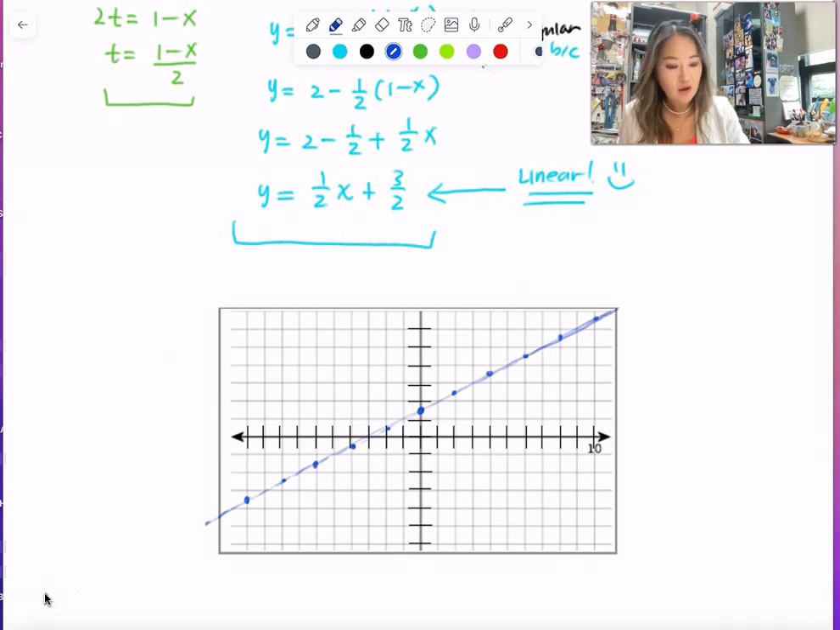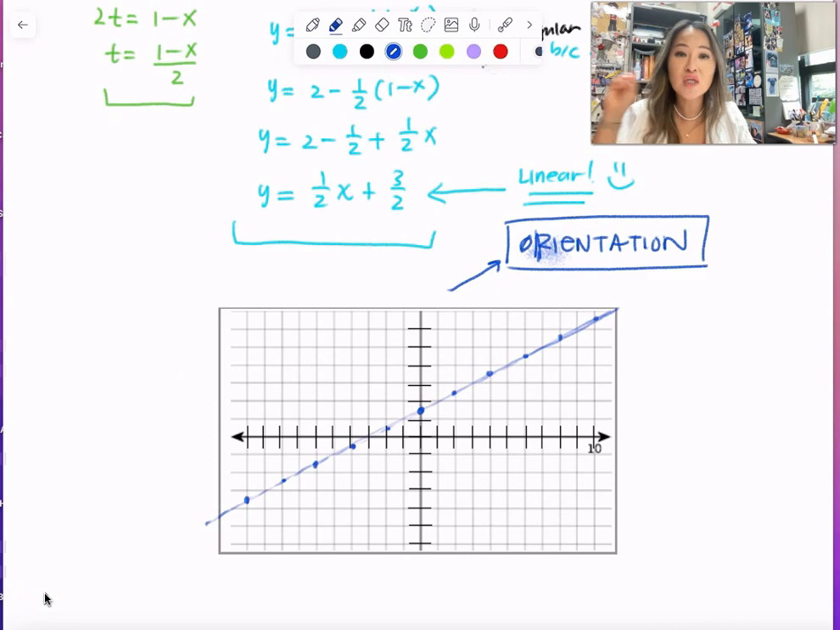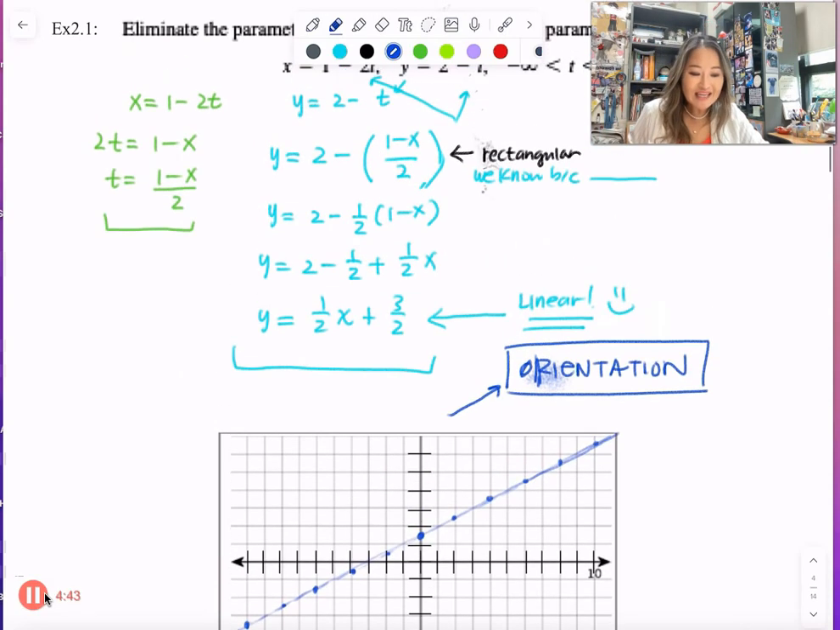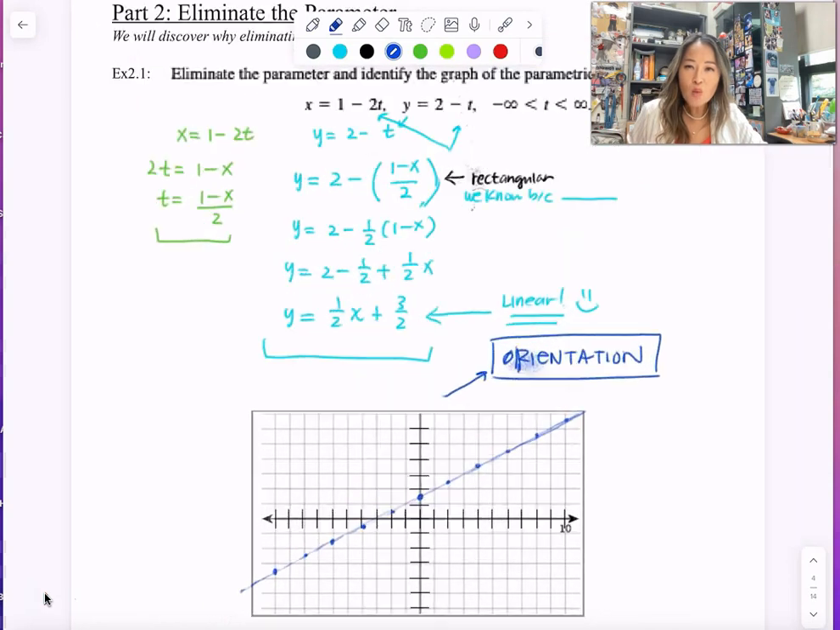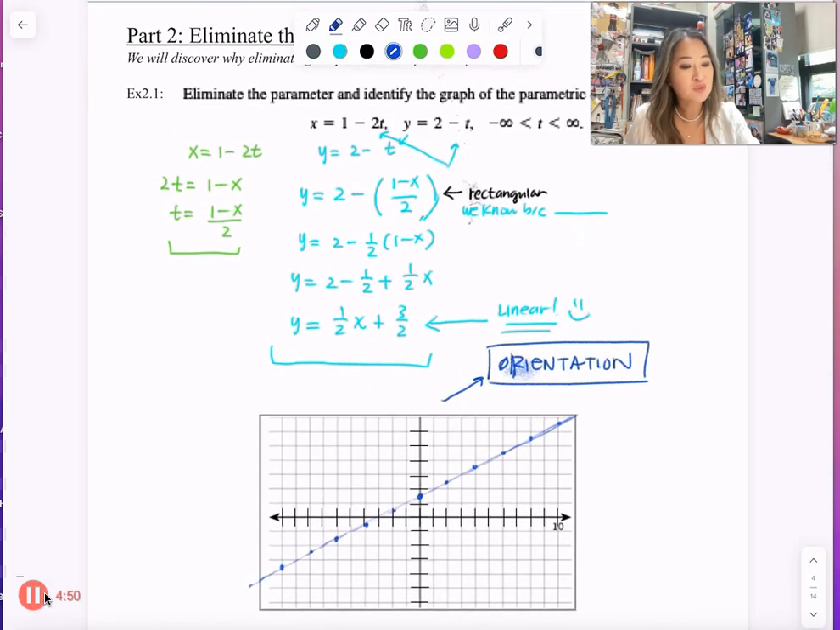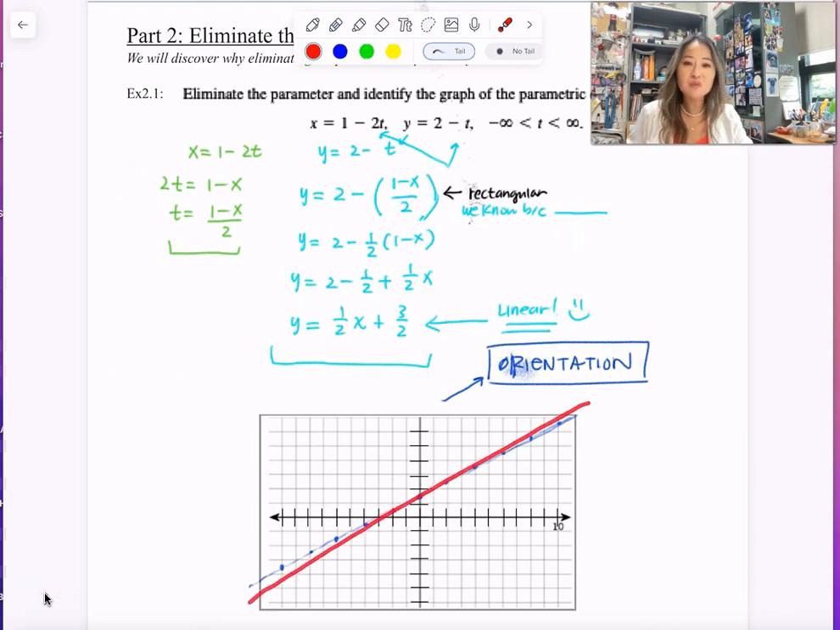You forgot what? Orientation. It's a parametric equation, so we need orientation. What does that mean? We need to know which direction this graph is going. You know, when we used to just graph this using y equals mx plus b, we would just graph this like this, and we would say, oh, it goes on forever, because it says that t goes on forever and ever. However, this is a parametric equation, therefore we need orientation. That's what makes this guy extra special.